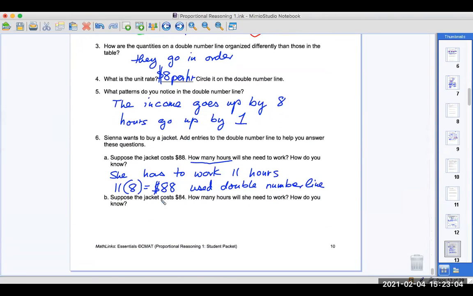And then suppose the jacket costs $84. How many hours will she need to work? How do you know? She probably has to work the same amount because it's not telling me I can use part of an hour. Well, she could say 84. I guess she could do 11 is 88. She makes $8. 4 is half.